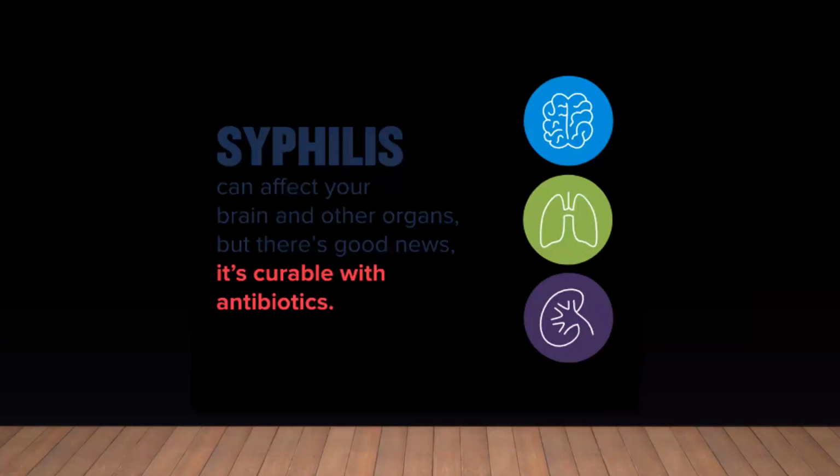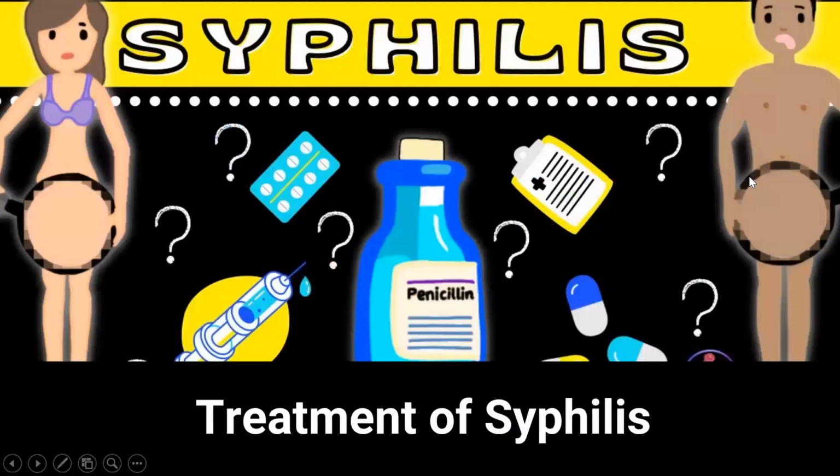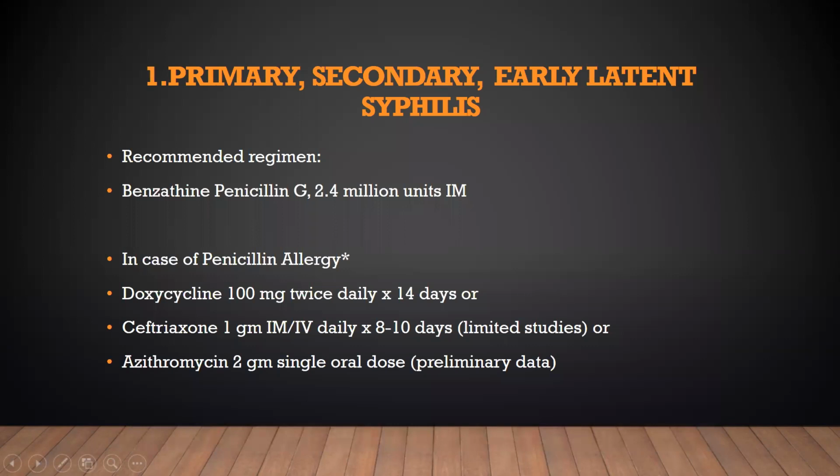Syphilis can affect the brain and other organs, but the good news is that it is curable with antibiotics. For primary, secondary, and early latent syphilis, the recommended regimen includes benzathine penicillin G, 2.4 million units intramuscular. In case of penicillin allergy, doxycycline 100 milligrams twice daily for 14 days, or ceftriaxone 1 gram intramuscular or IV daily for 8 to 10 days. Limited studies suggest the use of ceftriaxone or azithromycin 2 grams single dose.